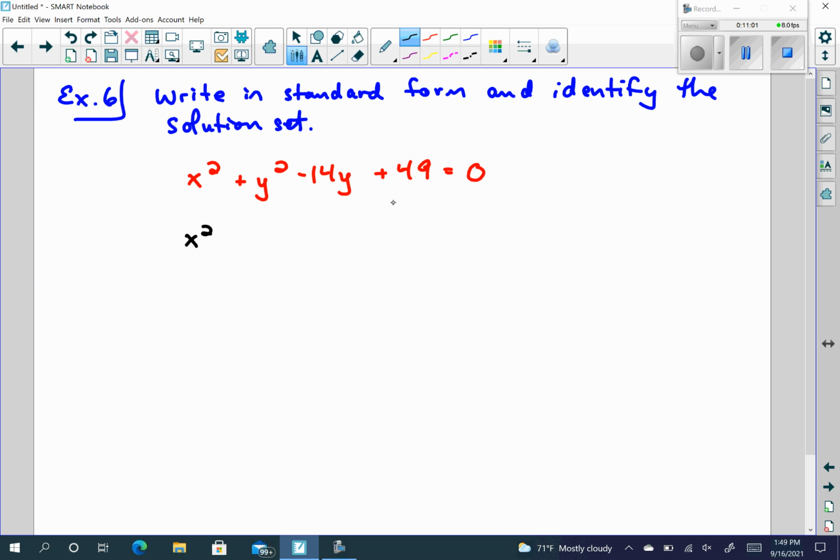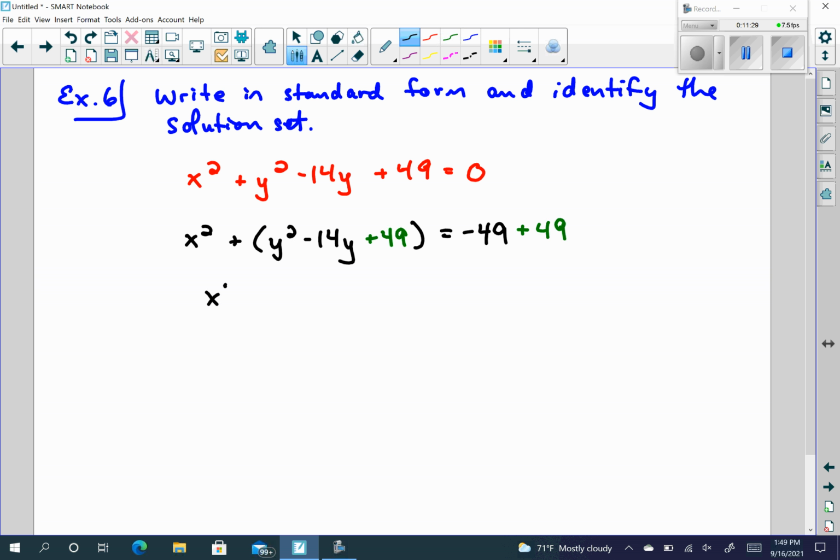We just need to move the 49 to the other side. So what I'm going to go ahead and do is just put the y's in their parentheses, leaving a little bit of space. We'll move the 49 to the other side. So there's nothing to complete the square here for the x squared because it has no linear x term here. So half of 14 is 7. 7 squared is 49. So we're going to add 49 to both sides.